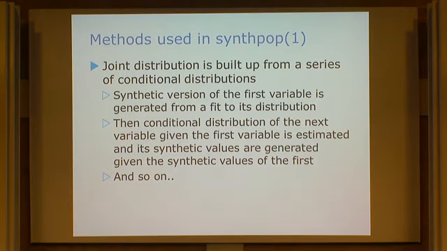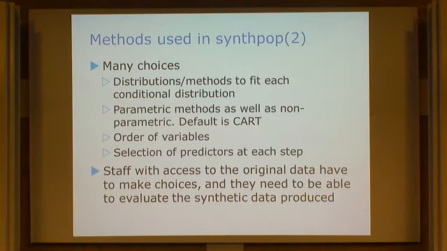Very briefly, the methods used in synthpop involve building up the joint distribution of the synthetic data from a series of conditional distributions. Starting with a synthetic version of the first variable, this is generated from some sort of fit to its distribution, most commonly a bootstrap fit. Then the next variable is generated from its conditional distribution given the first variable, using the synthetic values of the first, and so on and so on. So we build it up. There are a lot of choices within synthpop.